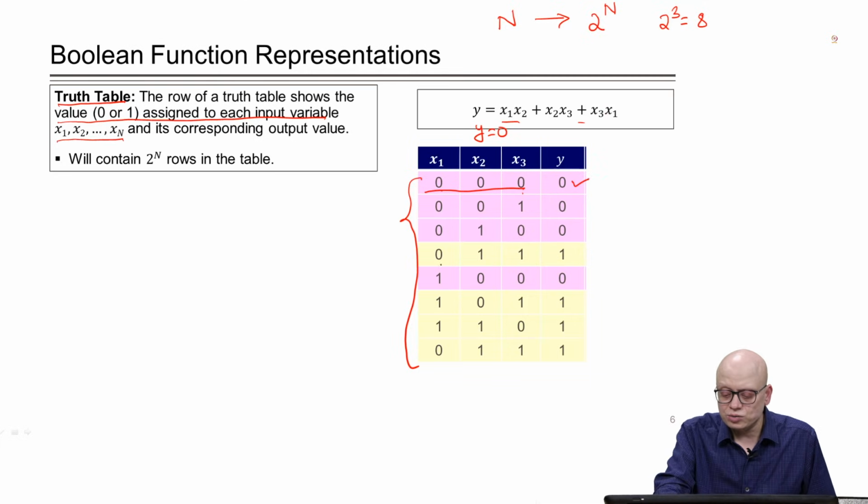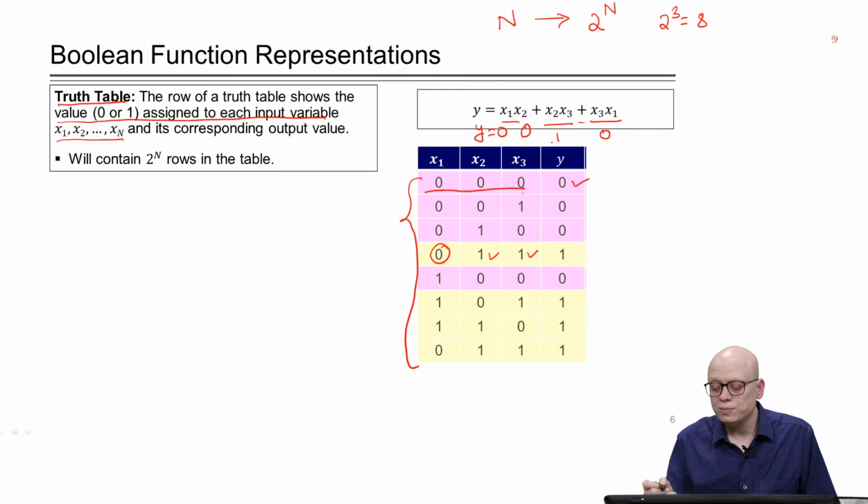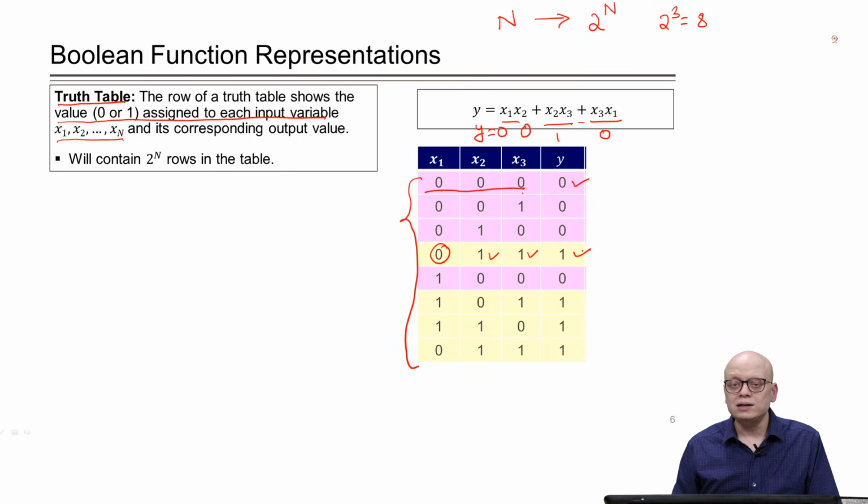Now, let us take another row. In this row x1 = 0, x2 = 1 and x3 = 1. Now, if we see y, x1 x2 will be 0 because x1 is 0, x2 x3 will be 1 because x2 and x3 both are 1, and x3 x1 will again be 0. If we take the sum of them we will get 1. Similarly, all the rows of the truth table are constructed.